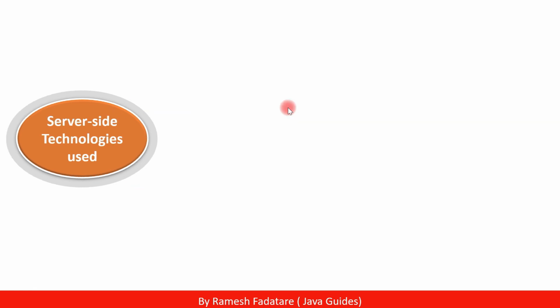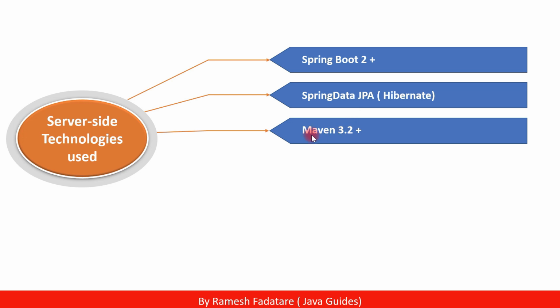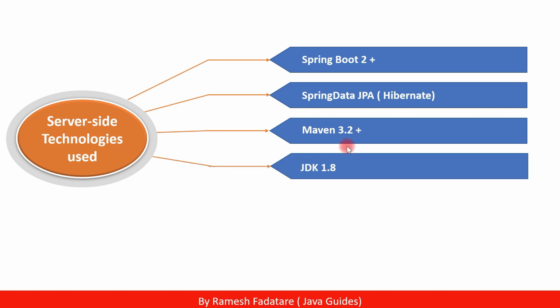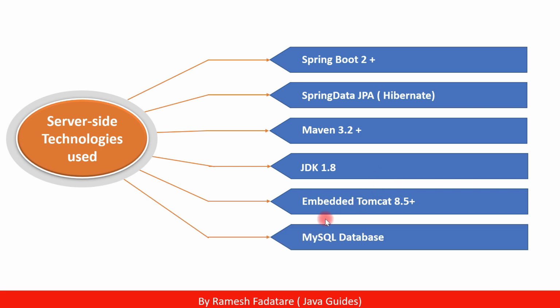Alright guys, now let's quickly take a look at what are the tools and technologies that we are going to use at the server side. We are going to use Spring Boot 2+, and we are going to use Spring Data JPA. It internally uses Hibernate ORM framework to develop a DAO layer, and we are going to use Maven 3.2+ as a build and project management tool, and we are going to use JDK 1.8, and we are going to use Embedded Tomcat server, that is 8.5+, and we are going to use MySQL database. And to develop Spring Boot application we are going to use Eclipse STS IDE.